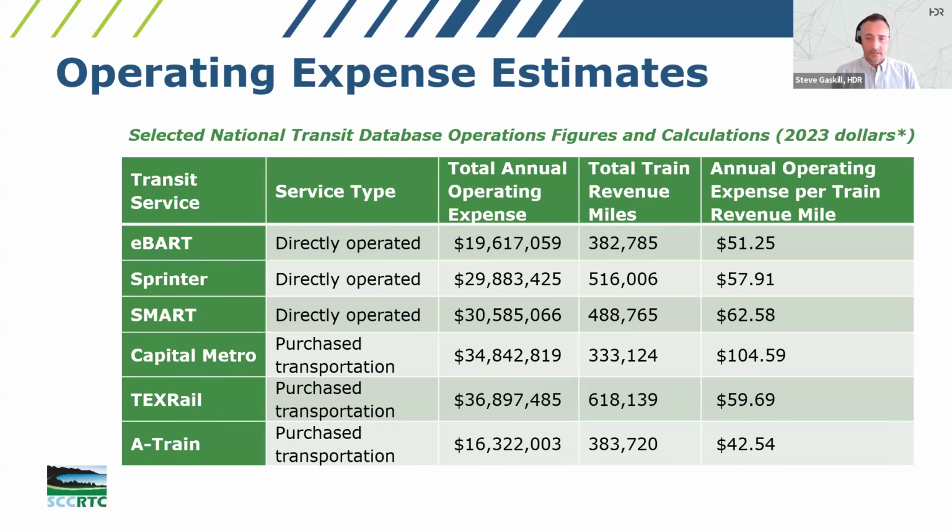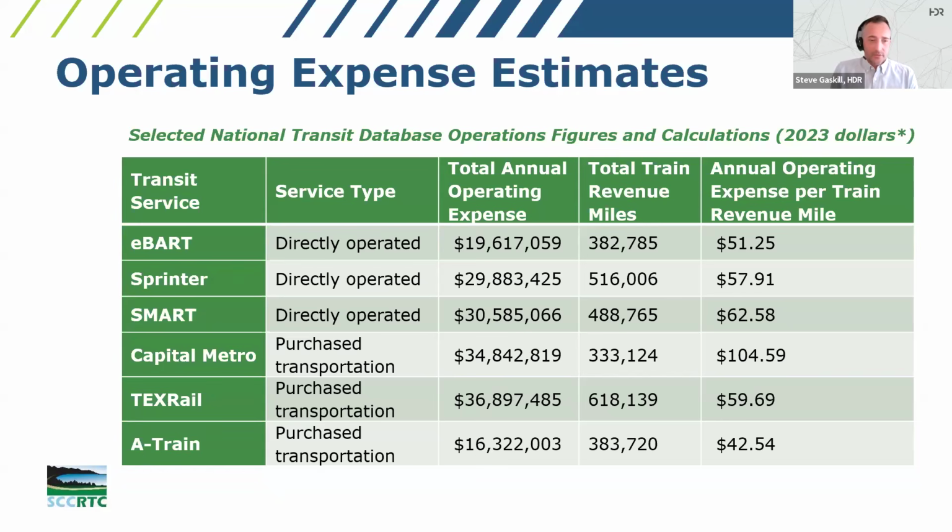So these are the 6 different systems that we used as benchmark to come up with our estimate. So we have 3 that are in California. We have the EBART, and that is the section of BART that runs from Pittsburgh to Antioch. We have the Sprinter that's in northern San Diego County, as well as SMART. And then we chose 3 from Texas. Capital Metro, which operates in Austin, TexRail, which operates from Fort Worth to Dallas, and the A Train, which operates from Denton County to Dallas.